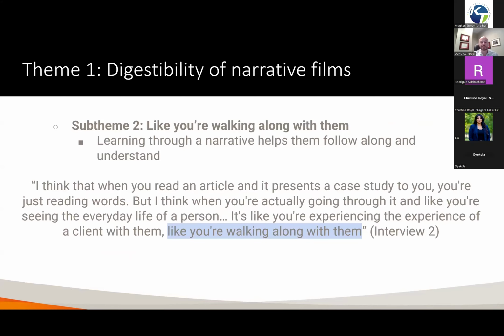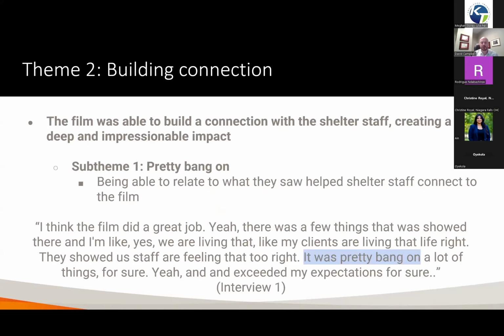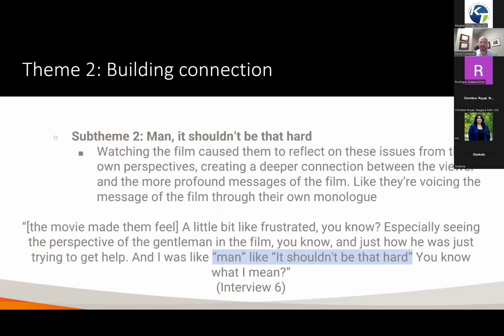Other people spoke about how the film allowed us to portray things in a very accurate and genuine way and show that we actually understood what was happening, which gave a level of credibility to the product. And finally, it helped people reflect. Somebody said, "Man, it shouldn't be that hard. You know what I mean?" That gets to what we were really hoping people would take away from the film experience, coming full circle to having that emotional response and emotional connection to the subject.